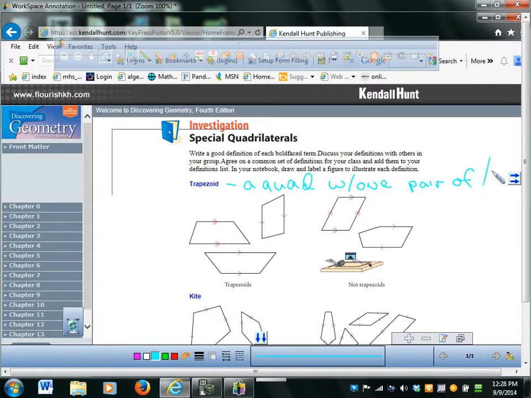I'm going to abbreviate everything, parallel sides. So this has two pairs of parallel sides. This is not a quadrilateral. What's this thing?